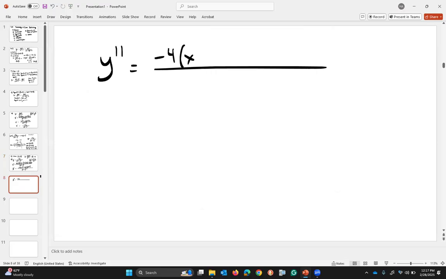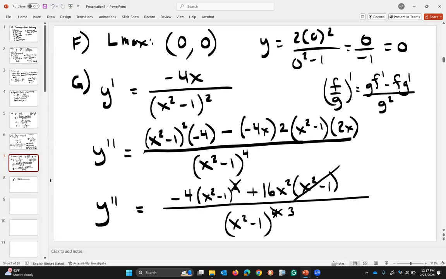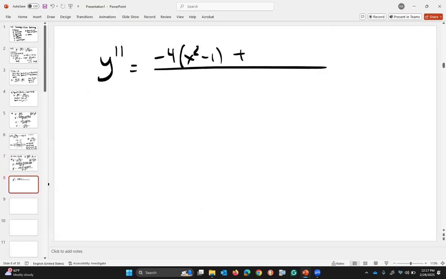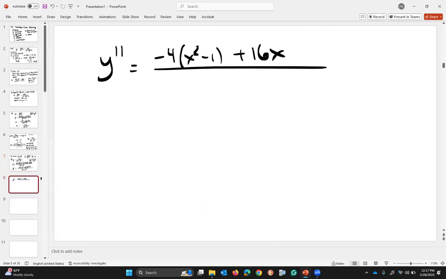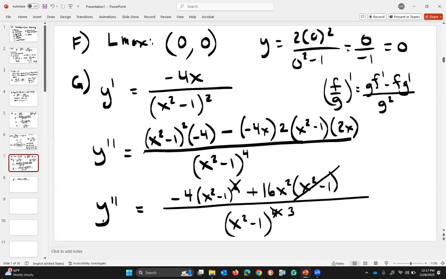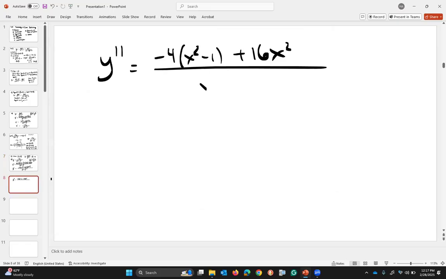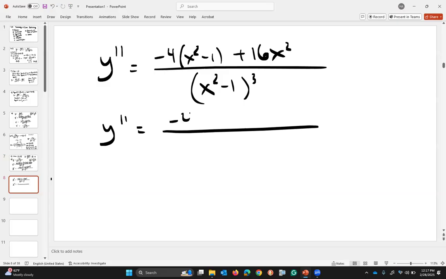Multiplying one of them now, I believe. Let me just check here. One of them, and then plus 16x. Now I don't have to distribute. Shouldn't it be 16x squared? 16x squared. And I don't have to distribute, and I only have 3 of those guys on the bottom. We can simplify the top now. Negative 4x squared plus 4 plus 16x squared.